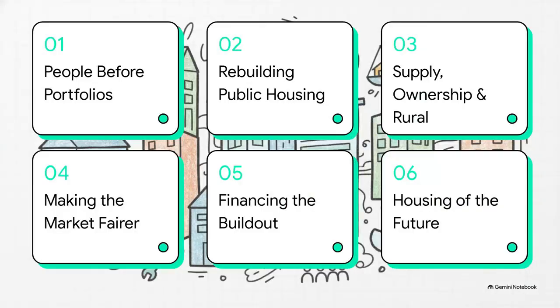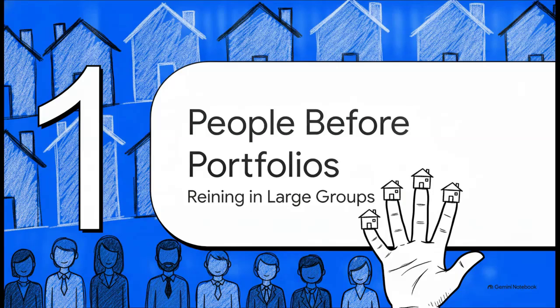Here is our quick agenda for this system reset. People before portfolios, rebuilding public housing, supply, ownership and rural, making the market fairer, financing the build-out, and finally, housing of the future. Starting right off with Section 1, People before portfolios, reining in large housing investment groups.